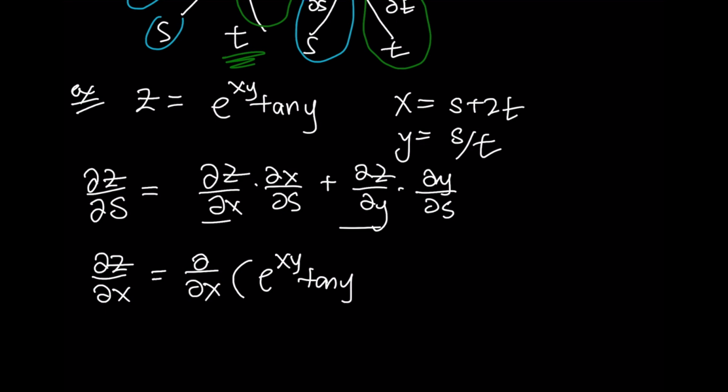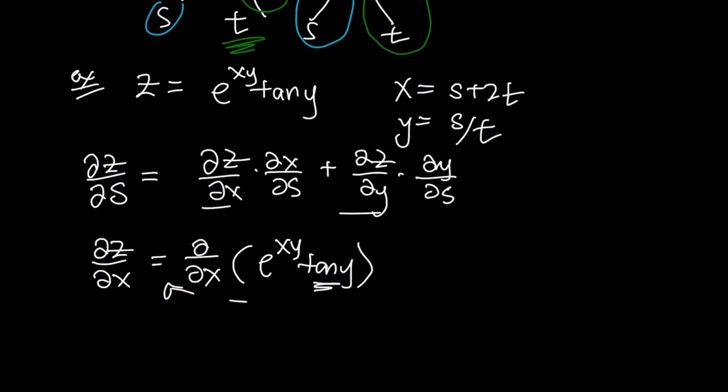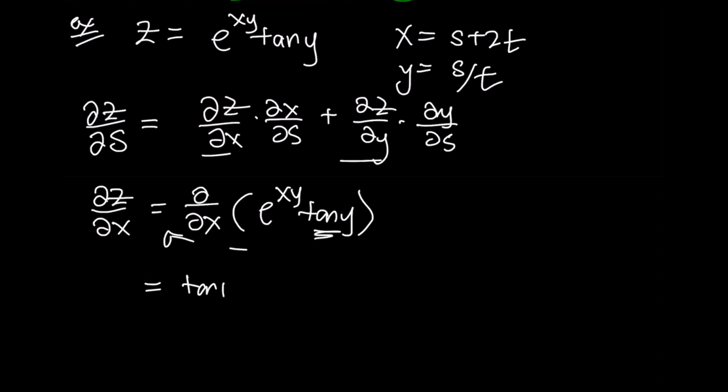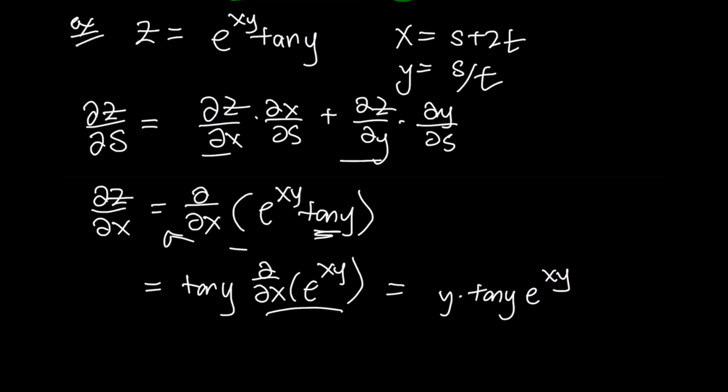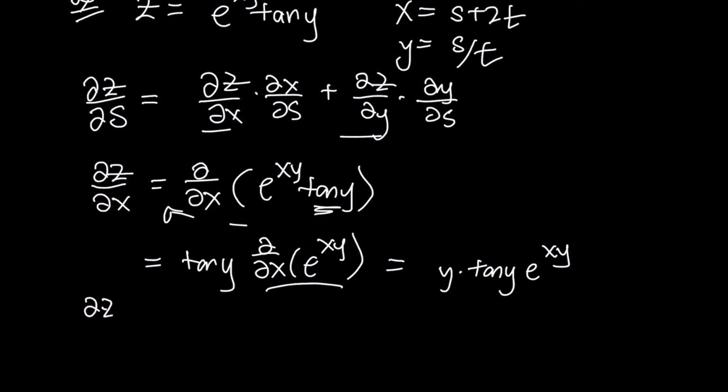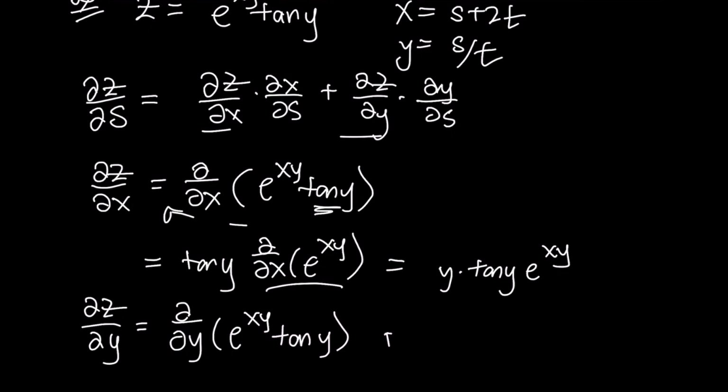Now, with respect to x, this is a constant, so you can take it out. And that means I'll have tangent of y in the front, d/dx of e to the xy. This, I just need to use the ordinary chain rule from single variable calculus. The derivative of e to the something is e to the something times the derivative of the something. So this is going to give me y tangent y e to the xy. Remember, the derivative of xy with respect to x is just y. dz/dy, take a y partial derivative of this expression. Here I need to use the product rule.